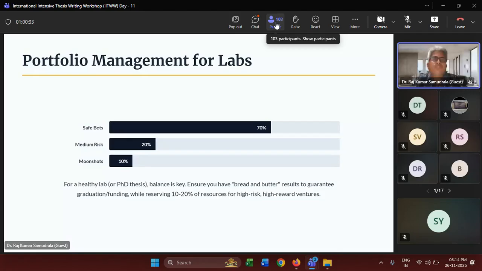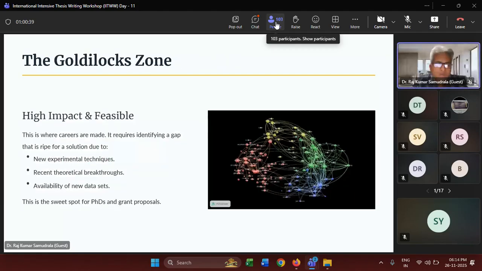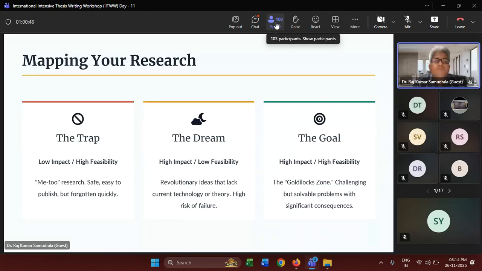What kind of classifications are there? The trap, the dream, and the goal. Based on these parameters, the problem will be considered.